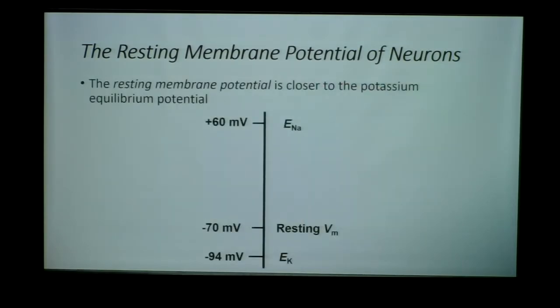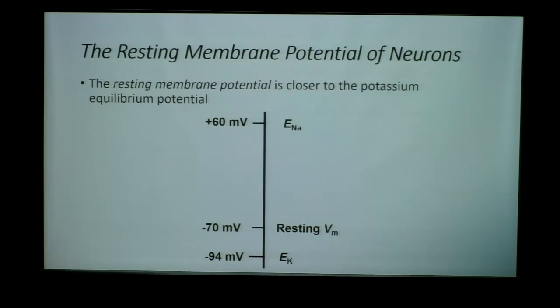Any questions? So when we look at this illustration here, we can compare what the cell looks like at rest to the equilibrium potential of sodium and the equilibrium potential of potassium. We can compare where that resting membrane potential falls. But what we can also see illustrated in this image is that there's a greater difference between the equilibrium potential of sodium and the resting membrane potential. There's a smaller difference between the equilibrium potential of potassium and the resting membrane potential.